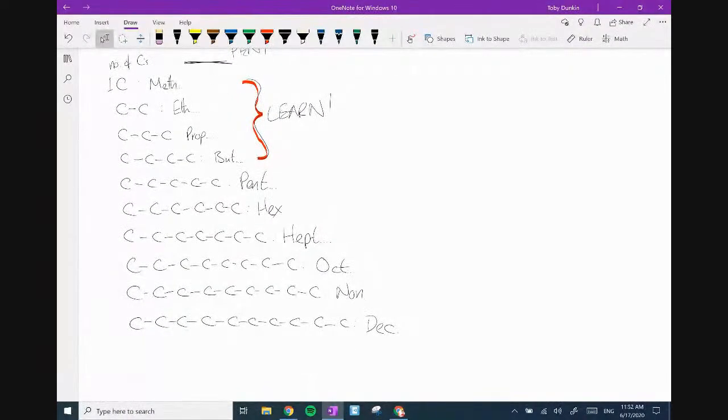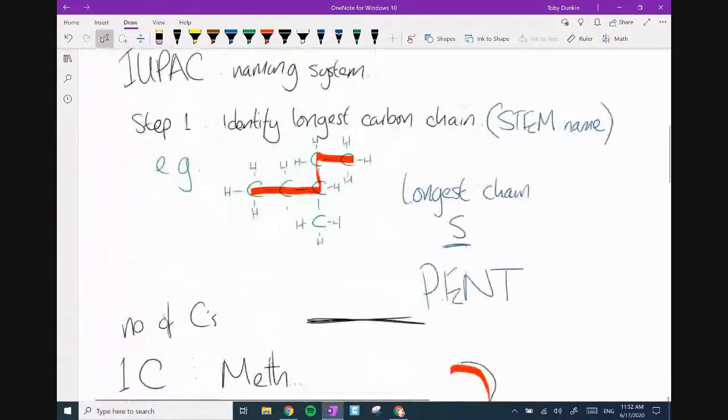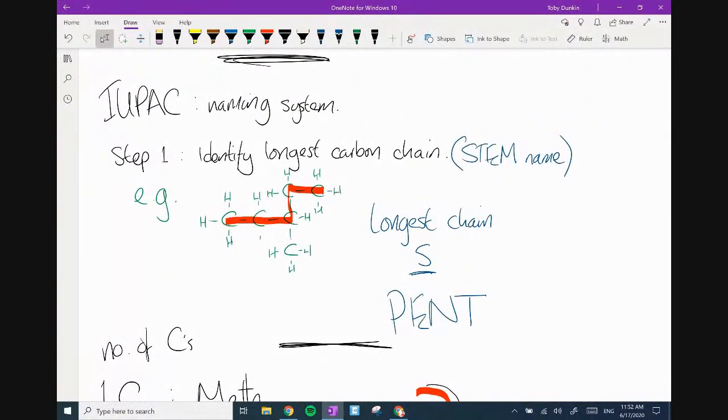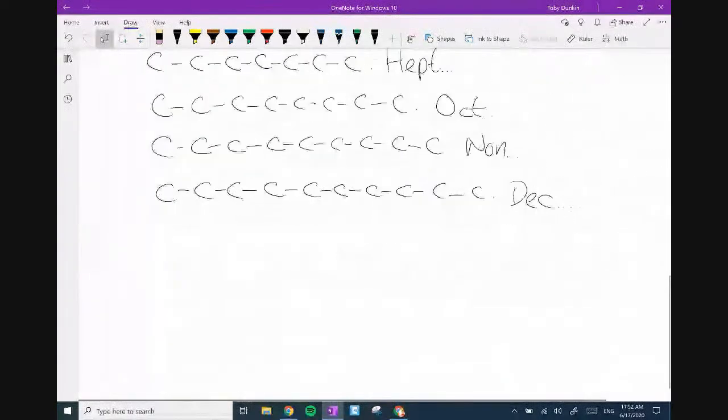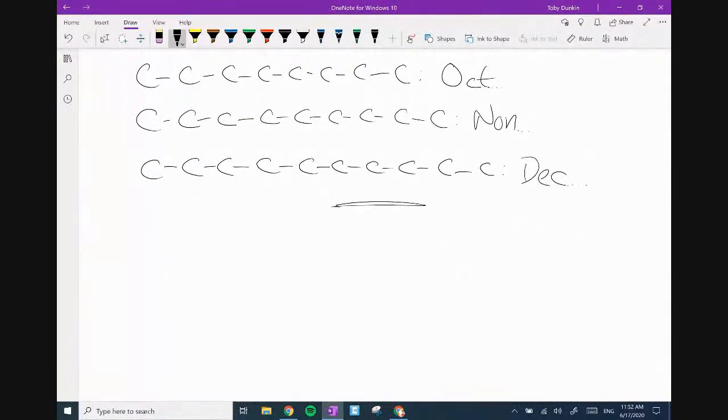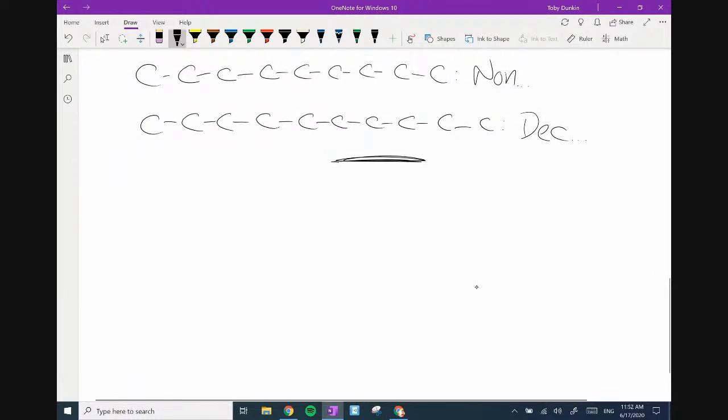Right, so this is called the stem name. This is step number one, identify the longest chain. Step two in the process. Triacontane, apparently. Wow, triacon. How bizarre. Wiki isn't reliable. So true.